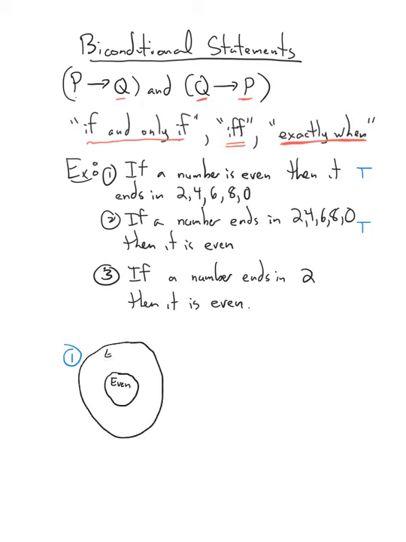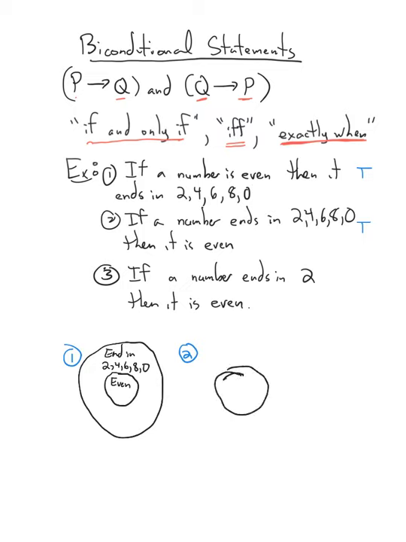Here are numbers ending in 2, 4, 6, 8, or 0. So that's what statement 1 is saying. And it's true. Statement 2 is saying the converse. If a number ends in 2, 4, 6, 8, or 0, then it is even.